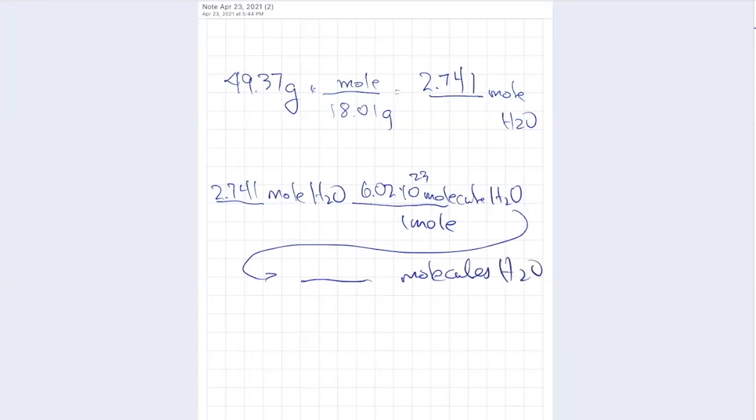So that number comes out to 1.650 times 10 to the 24. It's stuff that you guys learn in Chemistry 200.